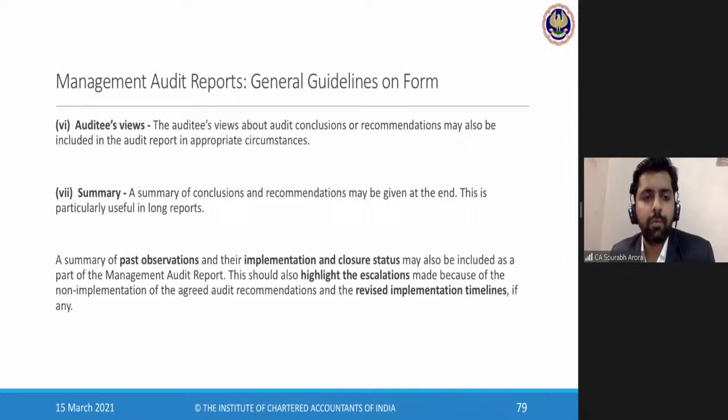And also you can provide some RAG status, red, amber, green status, of the observations as well. This is not written over here. This is just an illustrative example.